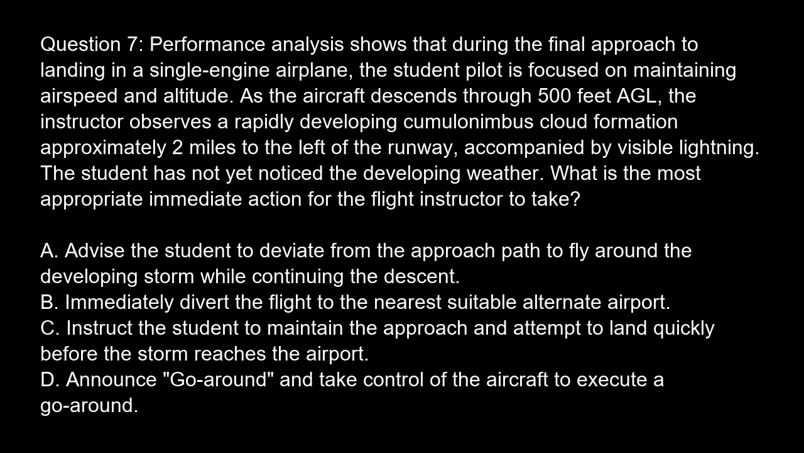Option A. Advise the student to deviate from the approach path to fly around the developing storm while continuing the descent. Option B. Immediately divert the flight to the nearest suitable alternate airport. Option C. Instruct the student to maintain the approach and attempt to land quickly before the storm reaches the airport. Option D. Announce go around and take control of the aircraft to execute a go around.